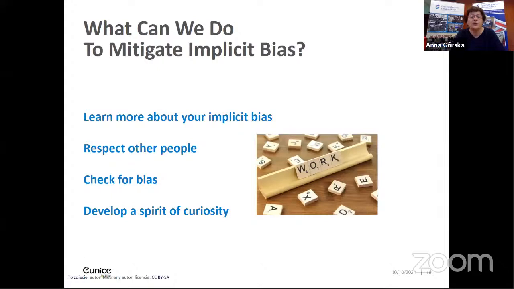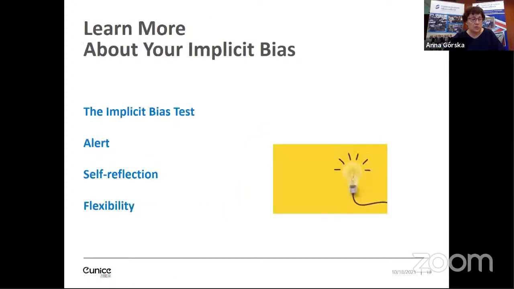These are the general rules and the general recommendations to learn more about this implicit bias and show respect to other people: always check for bias in everything we do, and keep an open mind. It doesn't sound easy, but it obviously means a lot of work. So how can we do it? What can we do about it? So first of all, if you want to, you may take the implicit bias test to learn more about your own implicit bias and hidden assumptions.